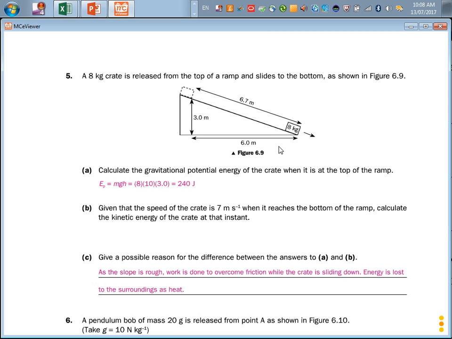And put in the units, joules, capital J. So this is the reason why there is a difference in the amount of energy at the top and at the bottom. Work done to overcome friction when it is sliding down. Because it is overcoming friction, there is going to be heat generated and energy is lost to the surroundings as heat.